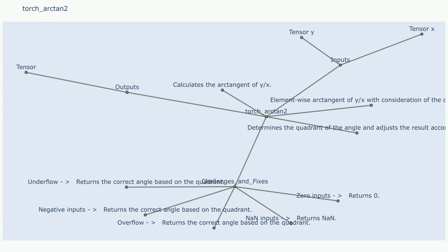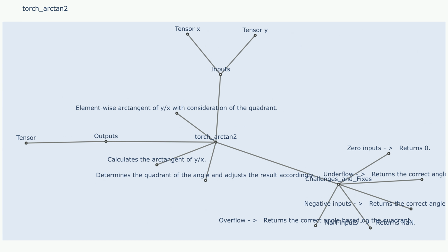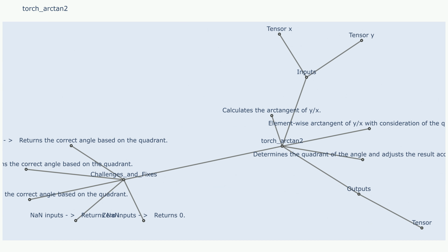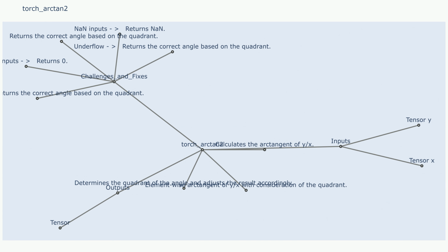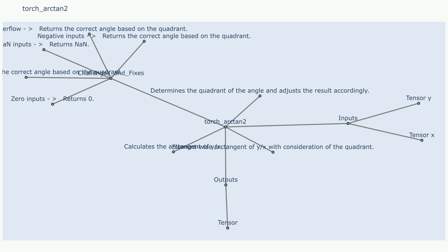Challenge 2, handling NaN inputs. Sample use case that resulted in challenge 2: if either input 1 or input 2 contains NaN values, the output will also contain NaN values. Fixes to challenge 2. The function propagates NaN values. If either input 1 or input 2 contains NaN, the corresponding output element will be NaN.